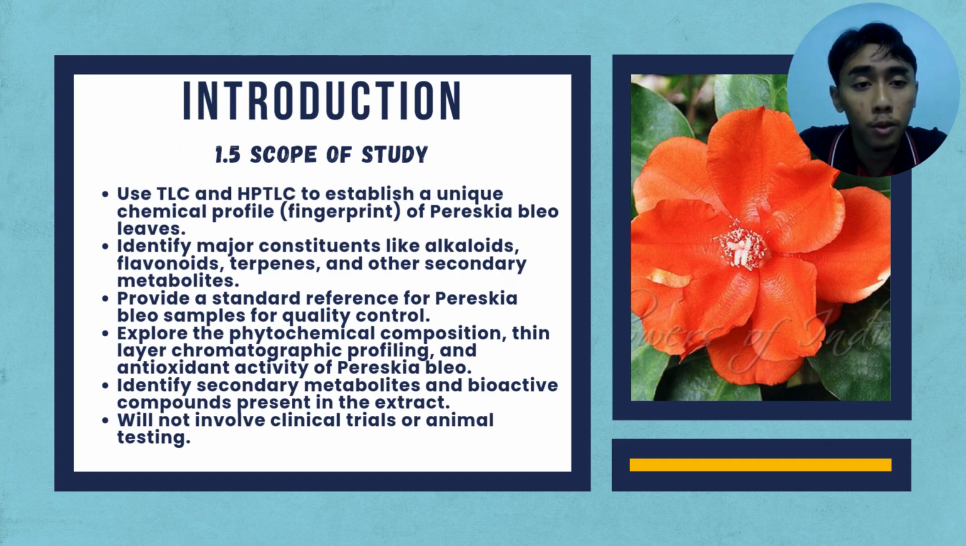For the scope of study, we will focus on using TLC and HPTLC to establish a unique chemical profile, which is a fingerprint of Pereskia bleo leaves. We will identify major constituents like alkaloids, flavonoids, terpenes, and other secondary metabolites that exist in these leaves. Also, we will provide a standard reference for Pereskia bleo samples for quality control, and identify secondary metabolites and bioactive compounds present in the extract.